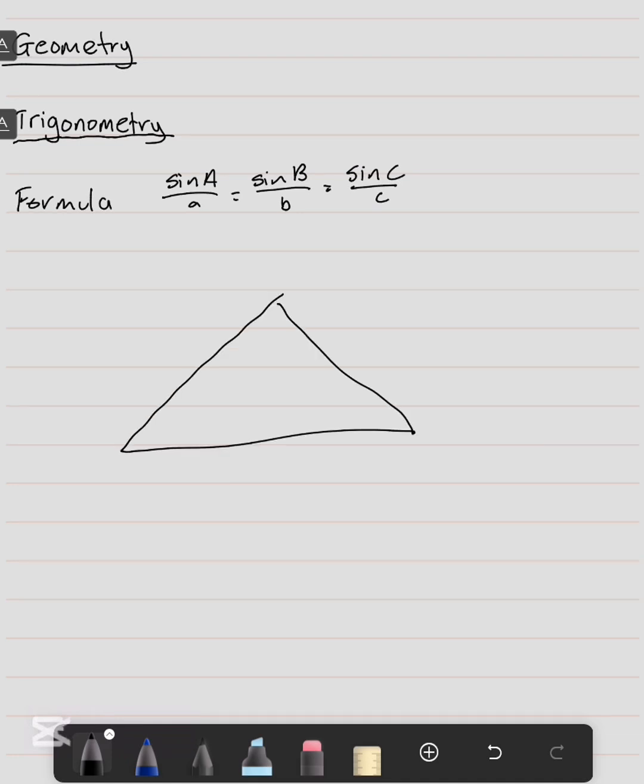Let's draw a triangle. You can see that we have three angles. Each angle has a corresponding side, and they're opposite to each other. The angle is the capital letter and the lowercase letter is the side. And as you can see, each angle has a lowercase letter which is directly opposite to it. So in the formula, when it says sine A, they're talking about the angle A because it's capital.